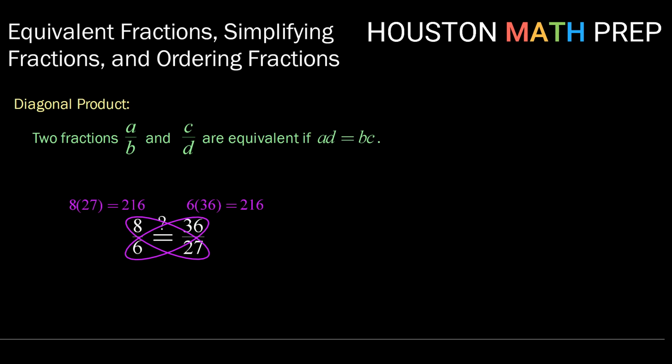So now when we compare those two values, we see that they are equal. 216 equals 216, which tells us that, in fact, our fractions, 8/6 and 36/27, are equal.